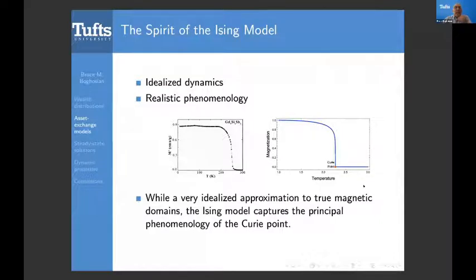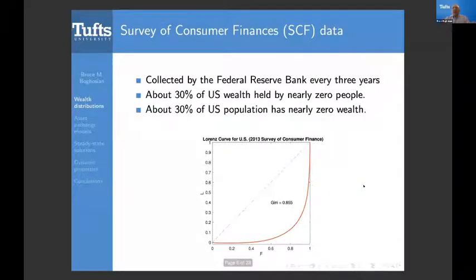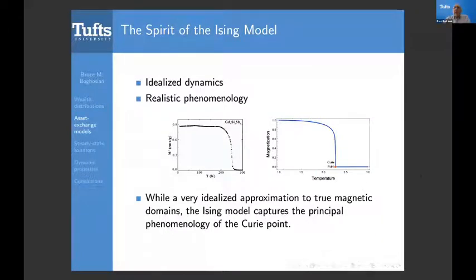Now let me switch to how we describe this quantitatively. Let me first talk about the spirit in which we're going to try to model this. It's the same spirit that's used for the Ising model of ferromagnetism. We're going to try to come up with an idealized dynamics at the microscopic level that gives some realistic phenomenology.